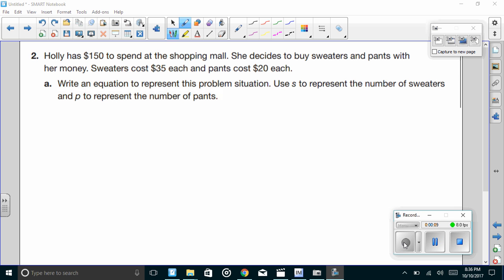An example of a real-world problem involving two variable equations. In this particular problem, we've got Holly, and she has $150 to spend at the shopping mall. She decides to buy sweaters and pants with her money. The sweaters cost $35 each, and the pants cost $20 each.